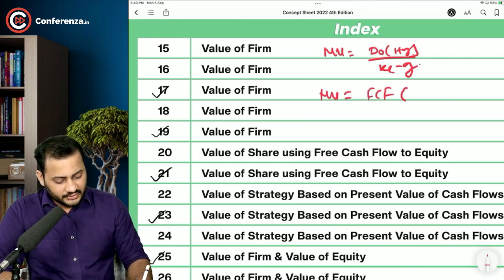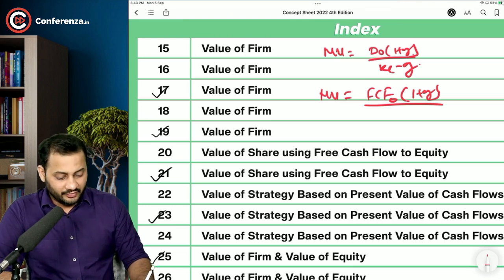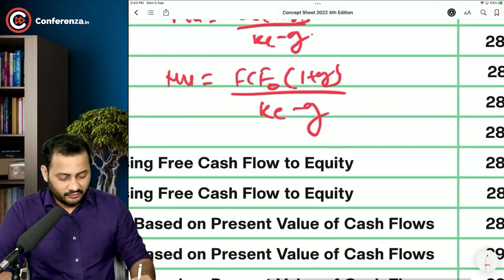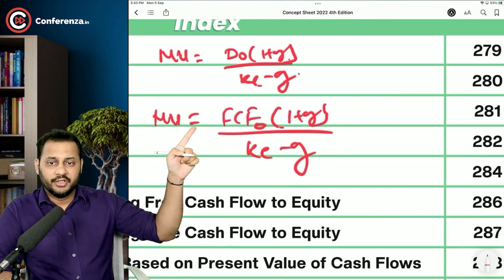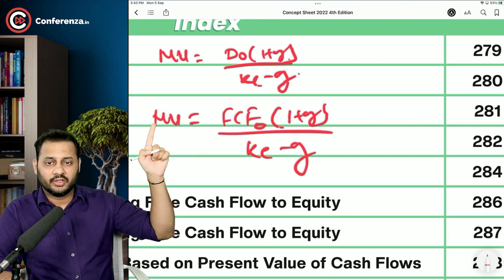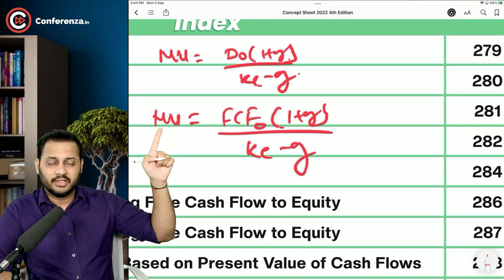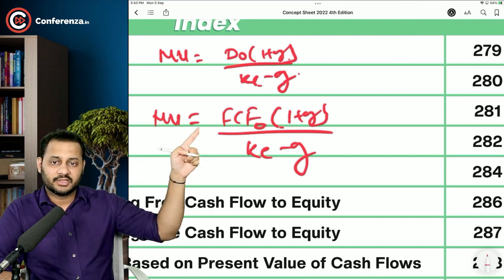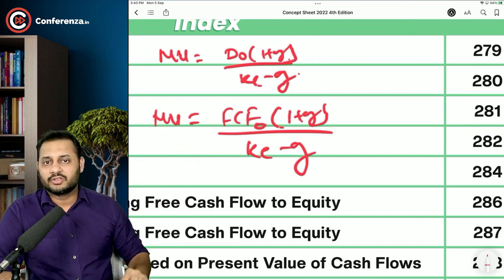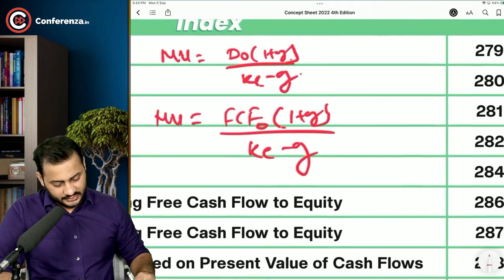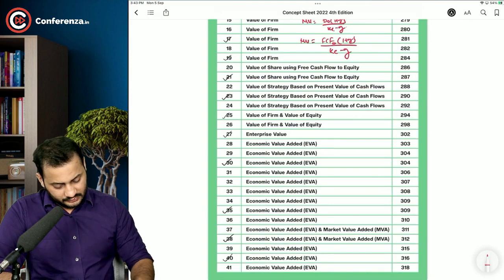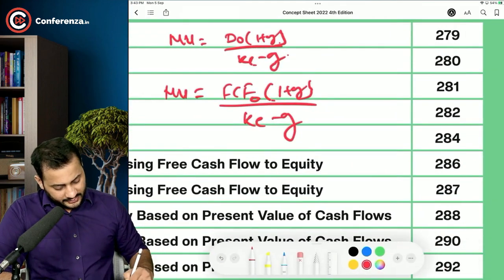That free cash flow is nothing but (1 plus growth) times free cash flow to equity at time 0, divided by cost of equity minus growth. And if you want to calculate the value of equity, you need to take free cash flow to equity. If you want to calculate the value of the company entirely, this is free cash flow to firm, and then overall cost of capital. I will just show you, or we can say I will write it here itself.